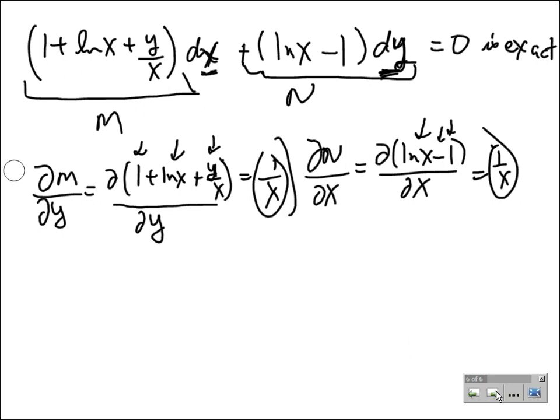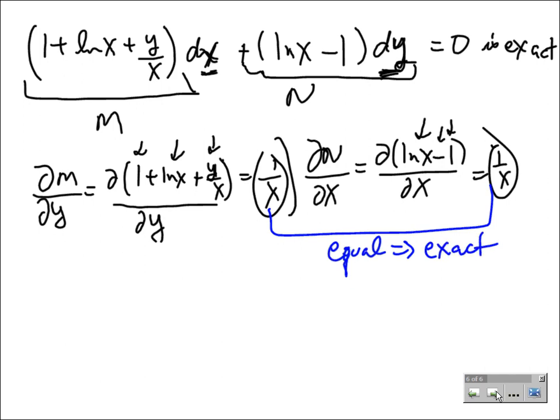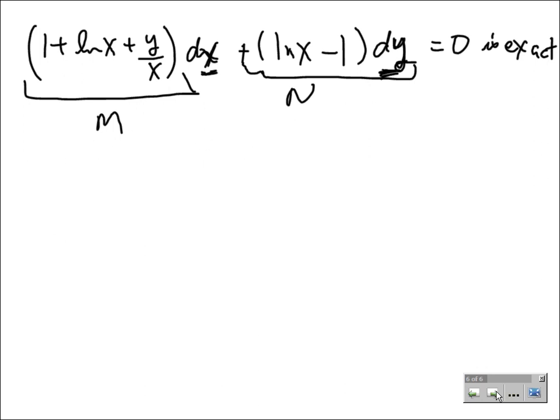So now on an exam, for example, you really should say equal, which implies exactness, or exact. Let your teacher know that you didn't just calculate the partials and not even know that they were supposed to be equal. Later on in this section, we'll talk about how to solve non-exact differential equations.